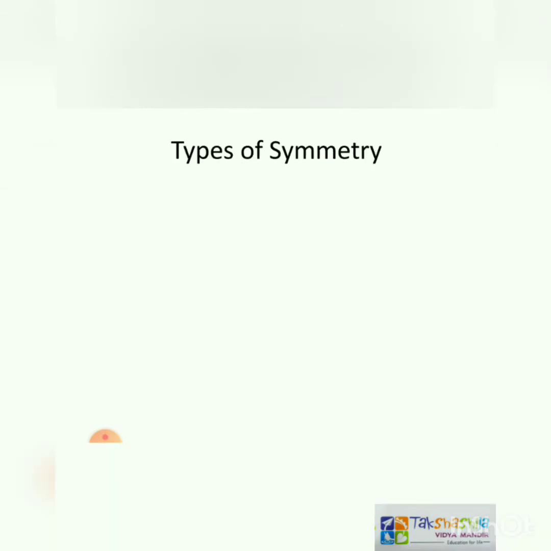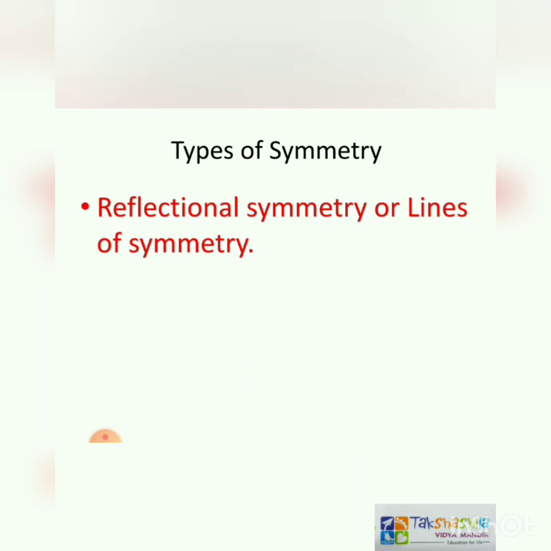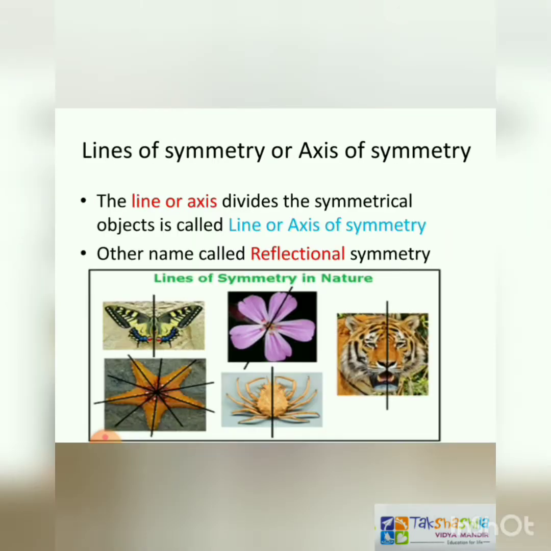So next I am going to show you what the types of symmetry are. See the first one, it is called reflectional symmetry or lines of symmetry. And the next symmetry is rotational symmetry. First we will see the lines of symmetry, and we can also say this as axis of symmetry. Axis is nothing but a line.